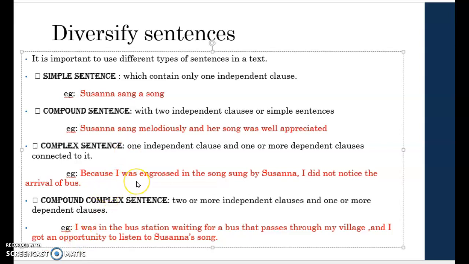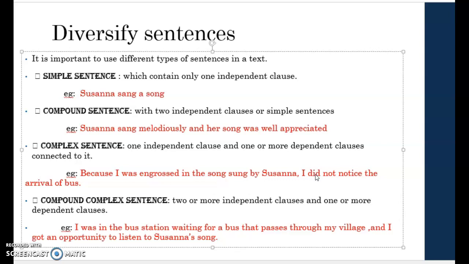Example: because I was engrossed in the song sung by Susanna, I did not notice the arrival of the bus. Okay, so here, I did not notice the arrival of the bus because I was engrossed in the song sung by Susanna. These are the two parts of the sentence. Over here, the second part is the independent clause: I did not notice the arrival of the bus.